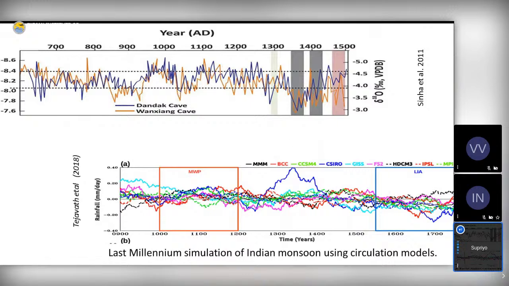For example, here it shows the last millennium simulation of Indian monsoon rainfall using different models. So this shows the ensemble of rainfall reconstruction, and this clearly shows that during the medieval warm period the rainfall was higher, and during the Little Ice Age the rainfall was lower, which matches quite well with the proxy observations as I mentioned earlier.